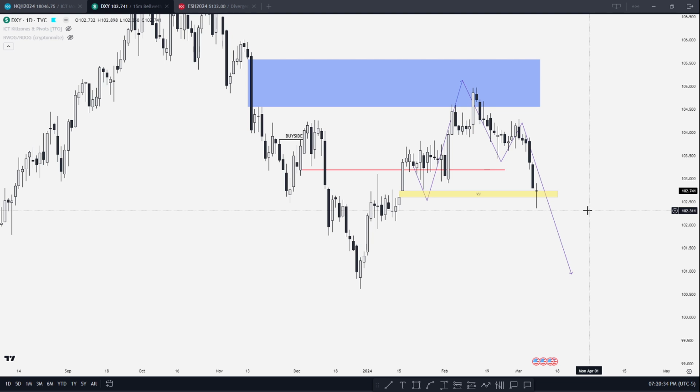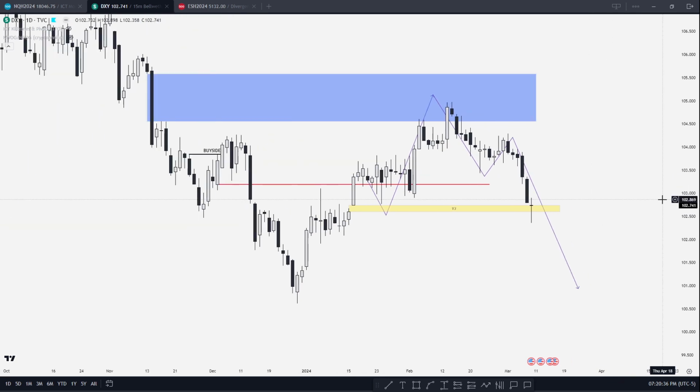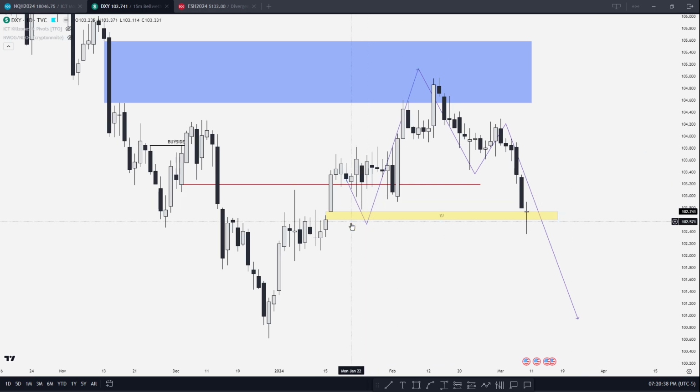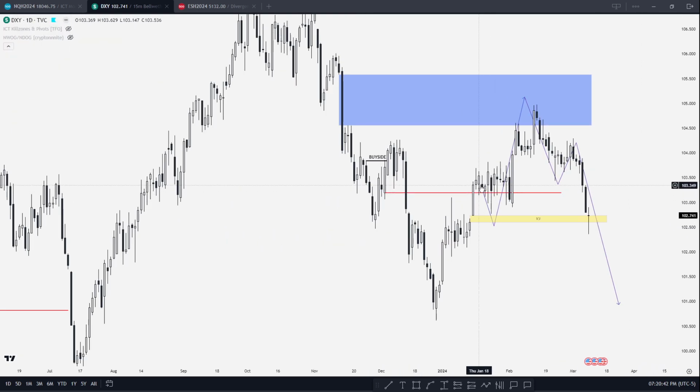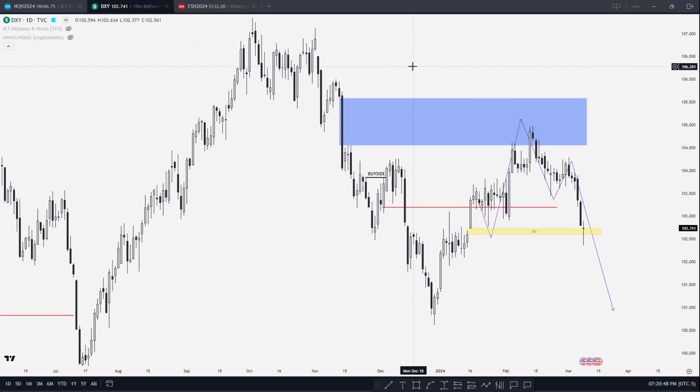So I gotta laugh when people say ICT is fraud. I know. Like this line here, this purple line was drawn from January 19th, and it's basically the same exact thing we got to the T. I think that's somewhat absurd.